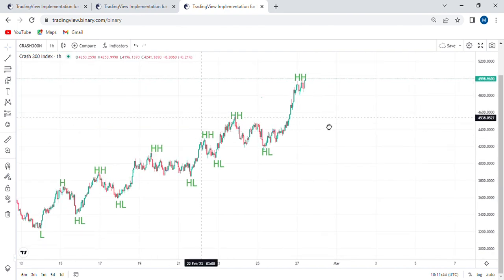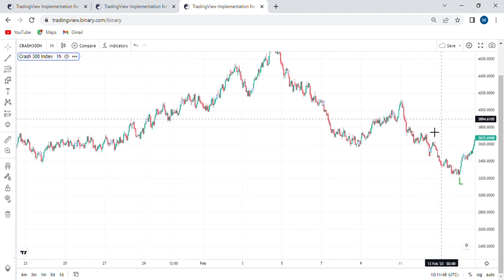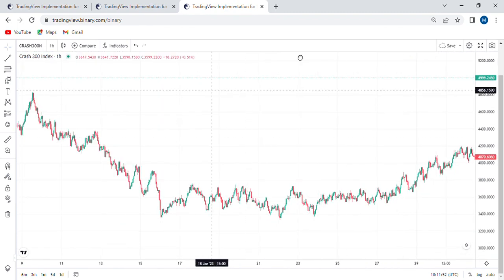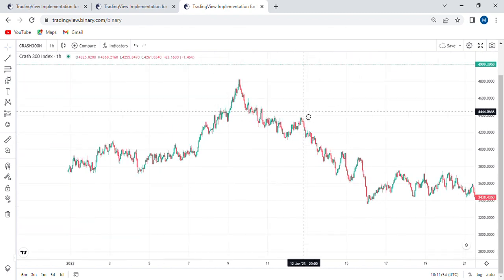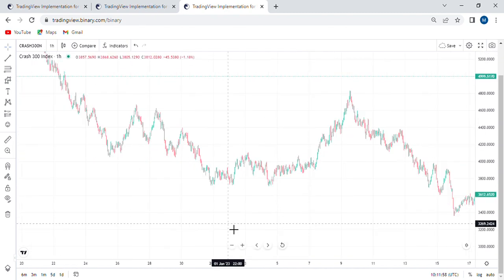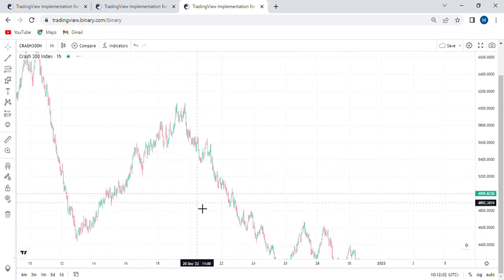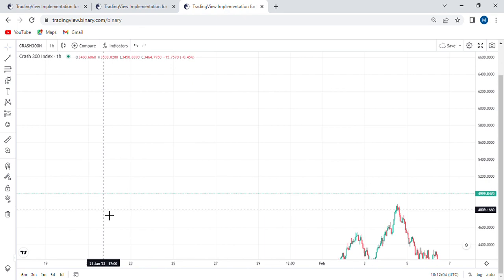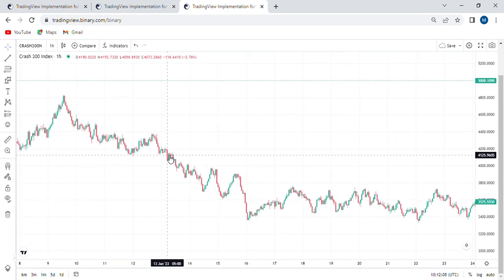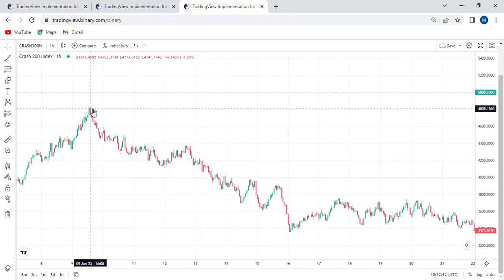Okay, so we have this. Let me quickly get the downtrend. Let me get to a downtrend. Okay, so we have this as our downtrend. This is our downtrend structure. Okay, it is not clear here, but you can still get it.